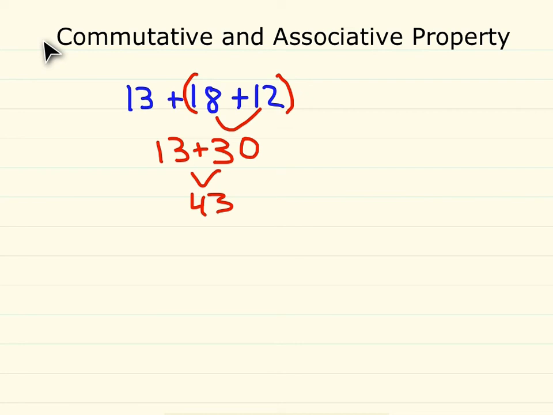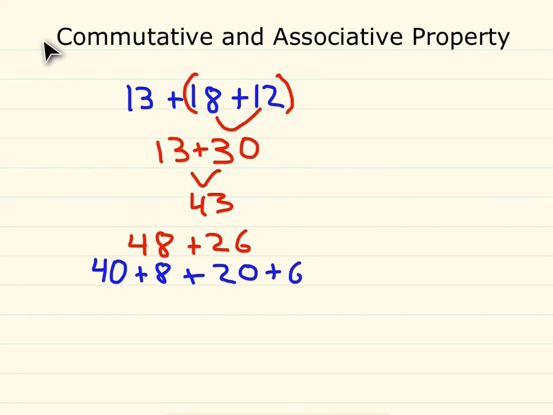Let's also look at the problem of 48 plus 26. We can actually apply both properties to this in order to make our life easier. Let's first use the 4th grade version of expanded form to break up our addends. So 48 is 40 plus 8, and then 26 is 20 plus 6. And now we can reorder these using the commutative property as 40 plus 20 plus 8 plus 6. Now that we have our order the way we want it, let's group these together using the associative property.